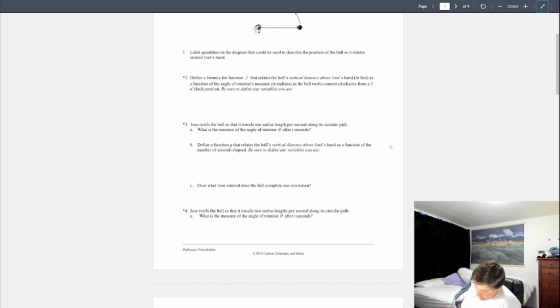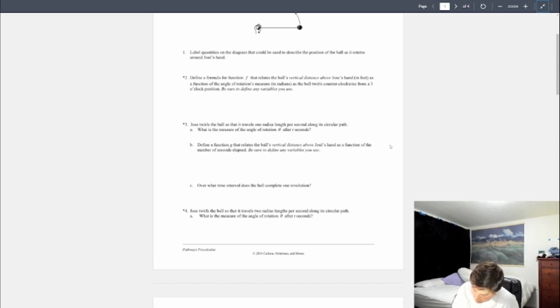Over what time interval? 6.28 seconds, approximately. Find a function g that relates the ball's vertical distance above Jose's hand. Well, since theta is just vertical distance as a function, I wonder if it needs the vertical distance in feet, or if it doesn't mind it being in radius lengths.